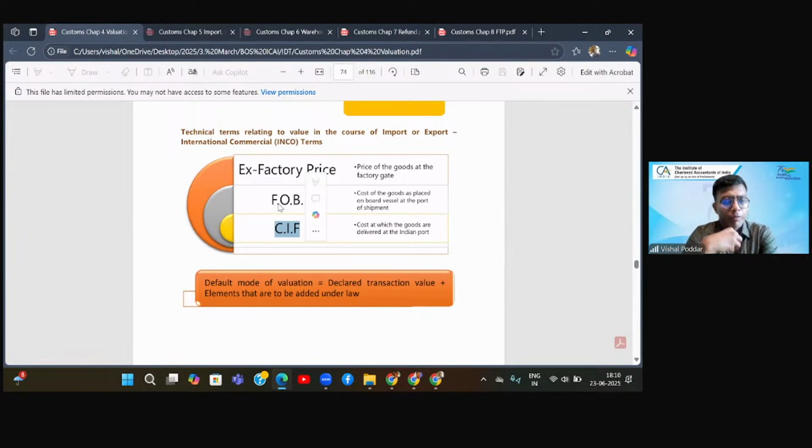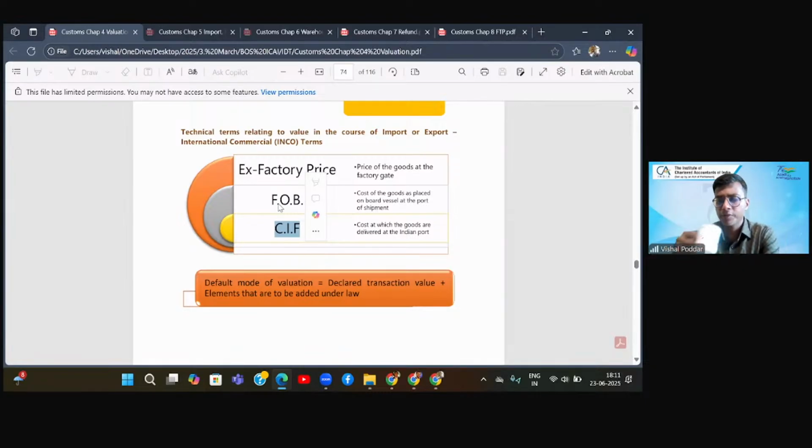Now, when I'm manufacturing goods in my factory, which is in Russia, I have a price at my factory gate, from where first transportation is up to my port. Then the second leg of transportation is up to your port. And the third leg of transportation is from your port, that is Indian port, to your factory.